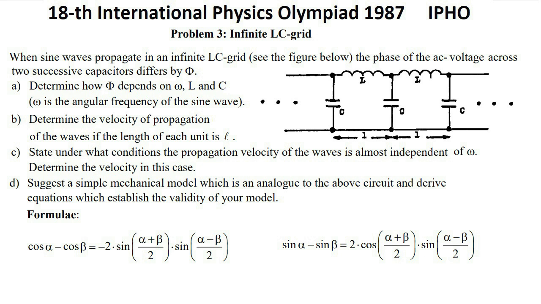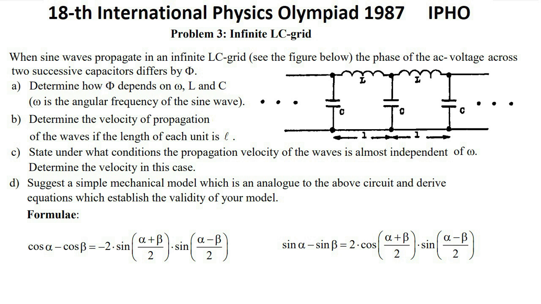Determine the velocity in this case. Question D. Suggest a simple mechanical model which is an analog to the above circuit and derive equations which establish the validity of your model. Formulae: cosine alpha minus cosine beta equals minus 2 sine of (alpha plus beta) over 2 multiplied by sine of (alpha minus beta) over 2.